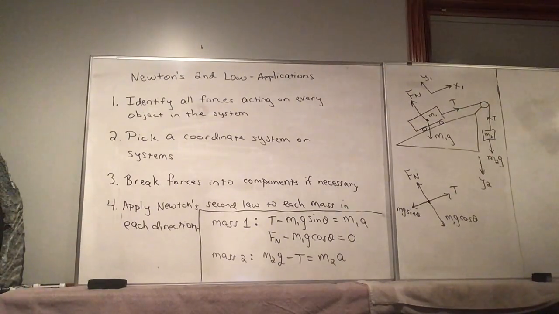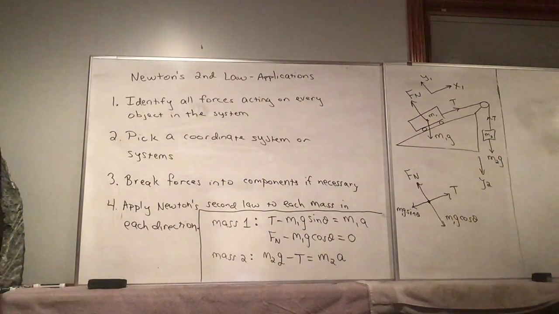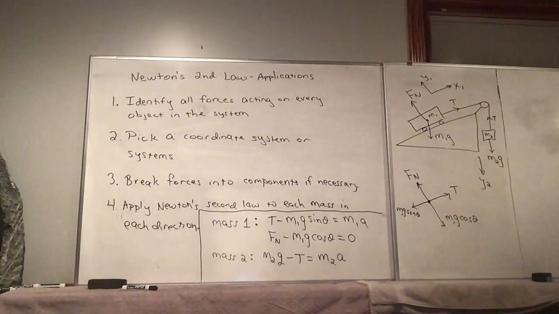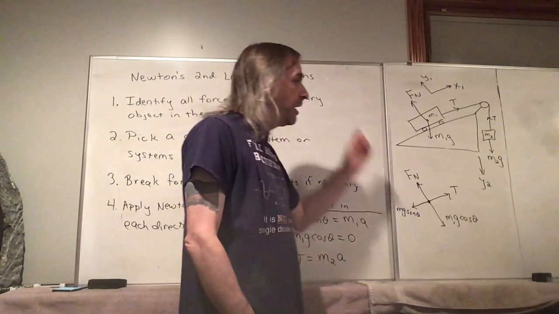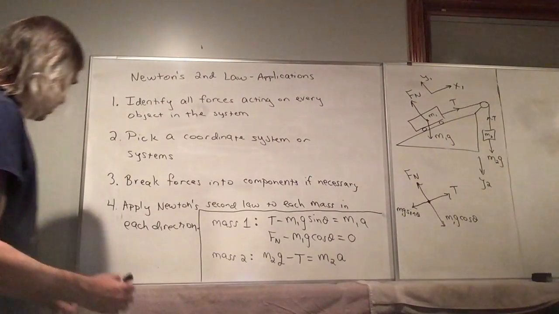And so now, in a sense, we're done with this process. We have Newton's second law. We've applied it to this problem, and we get three equations out of it. Sorry, one second. Okay, so yeah, we get three equations out of this. 2 for m1, 1 for m2.